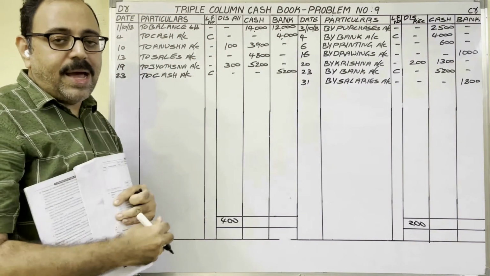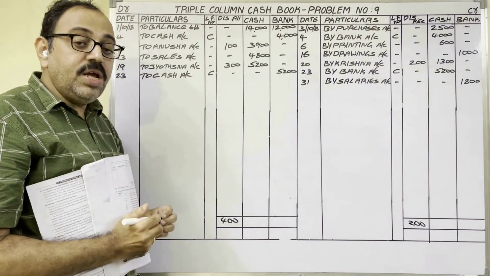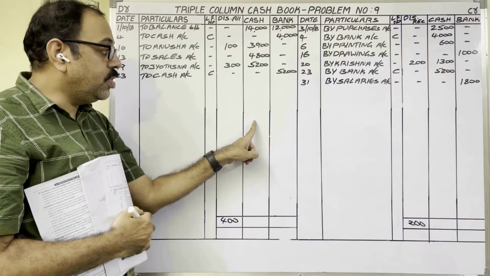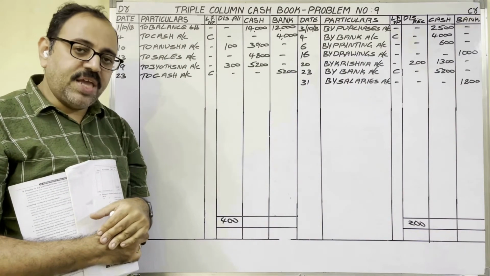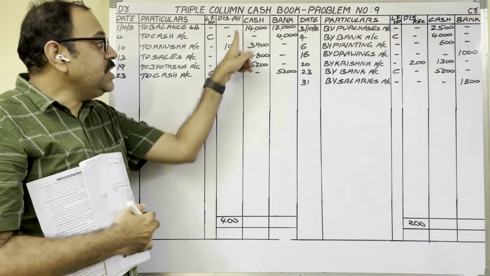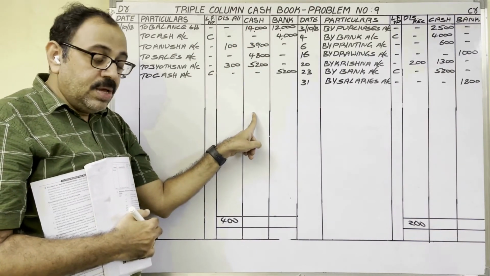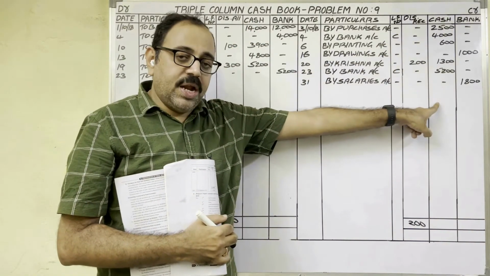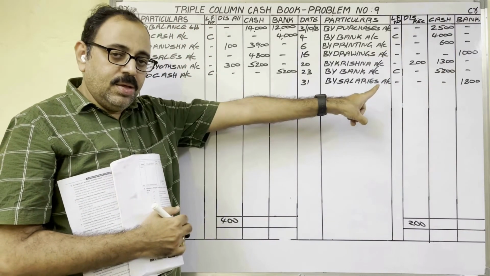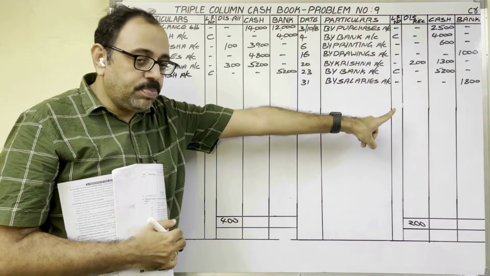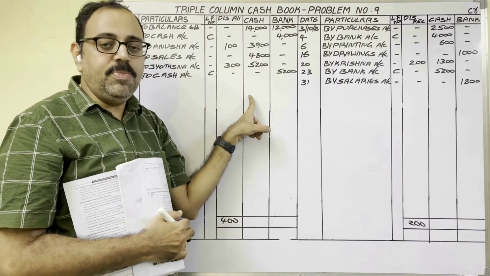Cash column we have to balance. And always the debit total should be more than the credit total. Then only your problem is correct. Why? Because cash receipts we write on the debit side, and cash payments on the credit side. So what we receive, from that only we pay. Therefore the payments total should be less and the receipts total should be more.